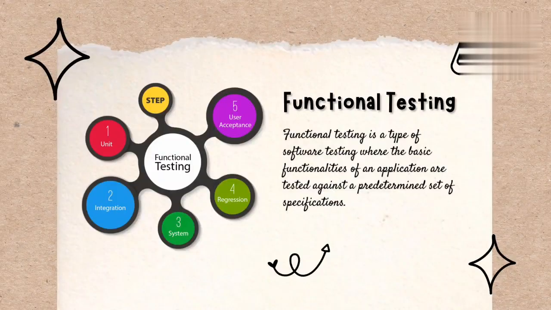Let's now see the second classification, which is based on what is being tested. Under this, we have types of testing. Functional testing is a type of software testing where the basic functionality of the application is tested against a predetermined set of specifications. There are different types of functional testing, like component, integration, and system testing.